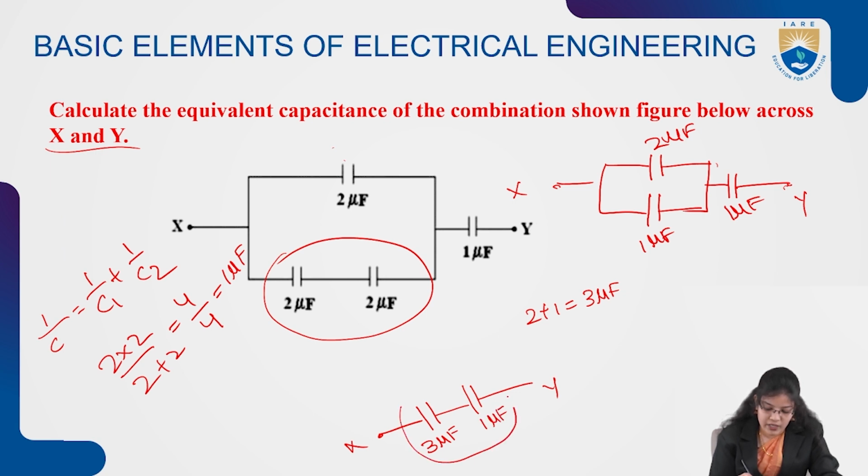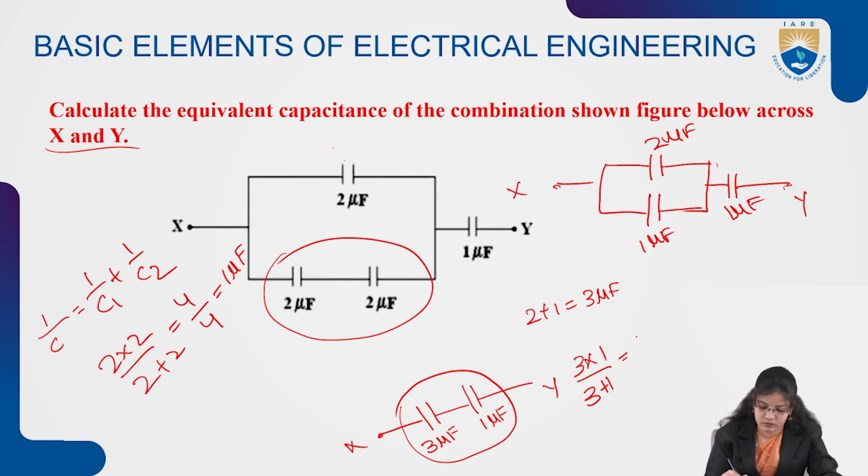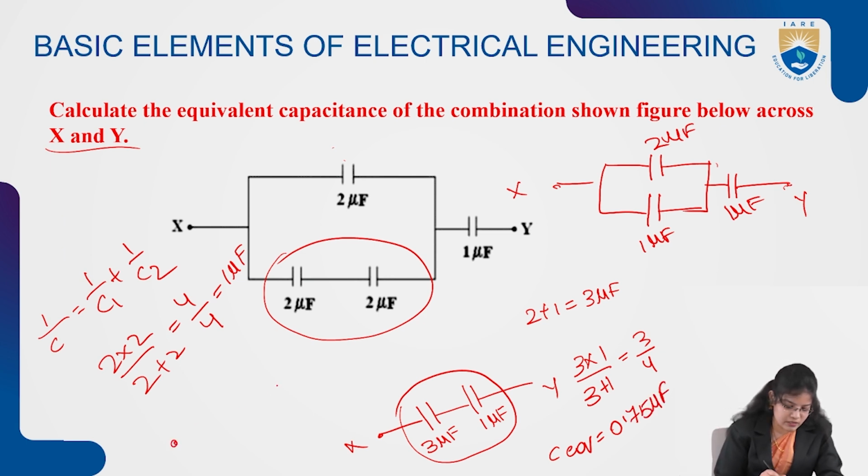So when these two capacitors are connected in series, we multiply the two and divide by the sum, which is 3 into 1 by 3 plus 1. So the value will be 3 by 4. Total equivalent capacitance will be taken as 0.75 microfarad. So the capacitance across terminals X and Y will be 0.75 microfarad.